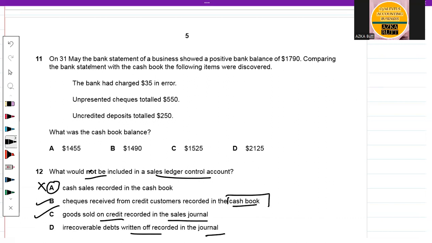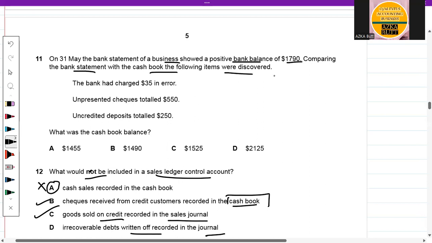So question number 11. On 31st May, the bank statement of a business showed a positive bank balance, which is 1790. Comparing the bank statement with the cash book, the following items were discovered. Bank had charged $35 in error and unpresented cheques total 550. Uncredited deposit, which is total 250. So what was the cash book balance?